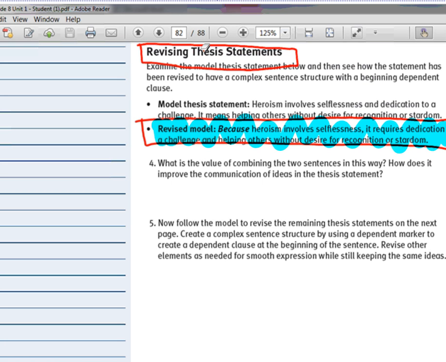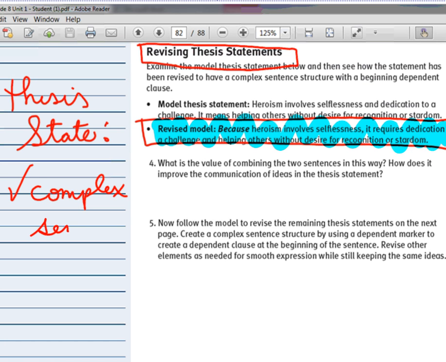Okay, now in terms of the thesis statement that I require you to make, your thesis statement needs to have the following 2 major requirements. Number 1, your thesis statement needs to be a complex sentence. Second major requirement, your thesis statement needs to have listed the 3 traits, characteristics that make up a hero.